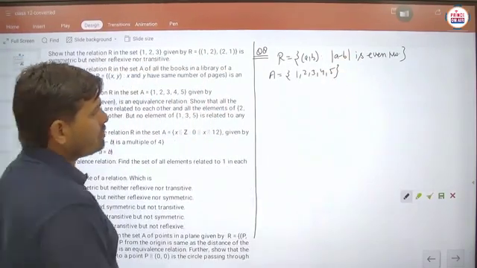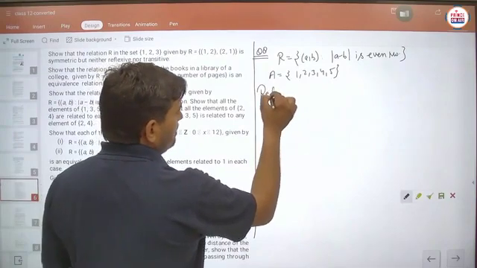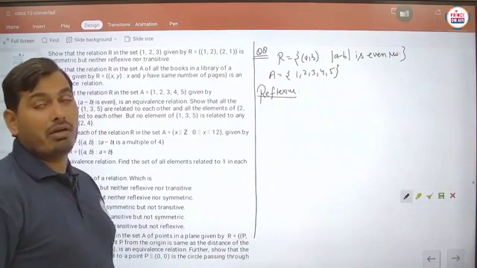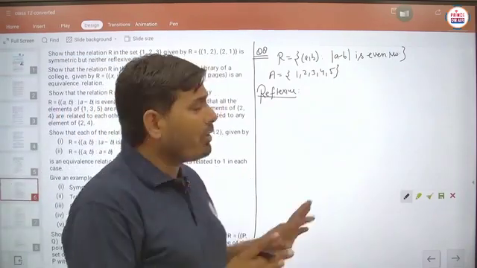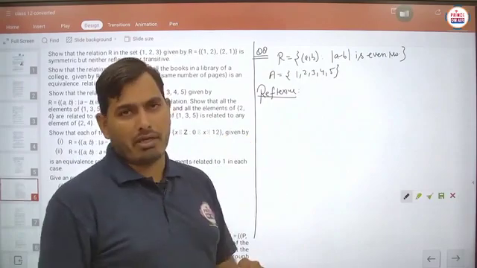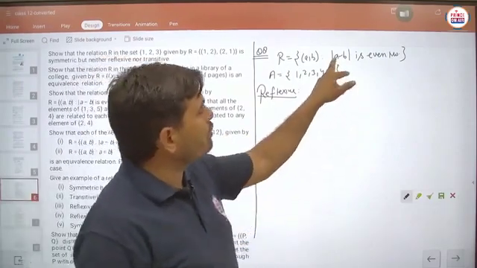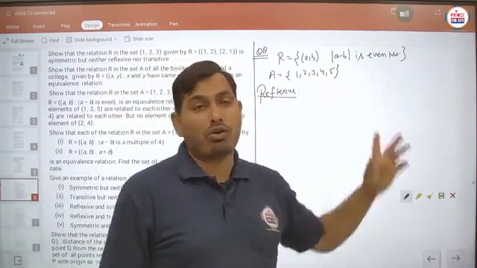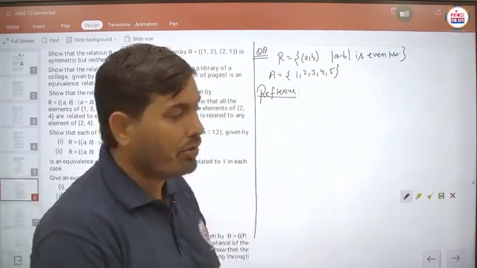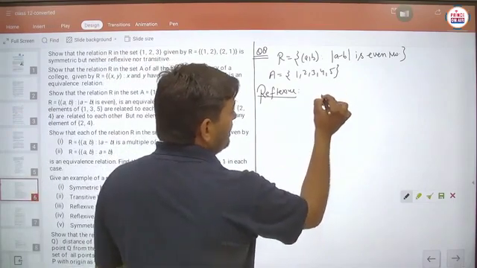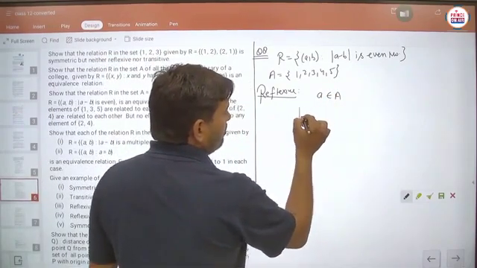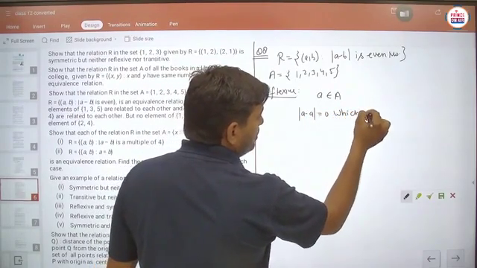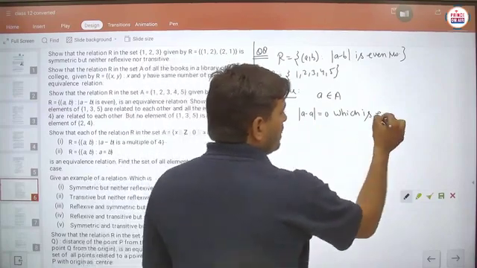First of all we have to check the reflexive nature. Any element subtracted from itself, students, you know very well the answer will be 0. According to the relation, suppose we take 2, then 2 minus 2 will be 0, and 0 is always said to be an even number because it is divisible by 2. So definitely, we are saying that a belongs to the set A, then mod of a minus a will be 0, which is divisible by 2, or which is an even number.